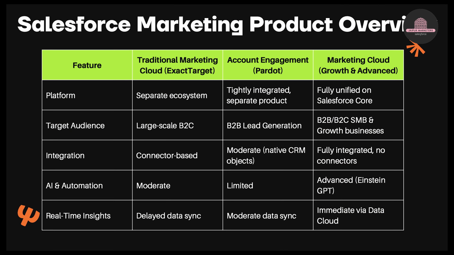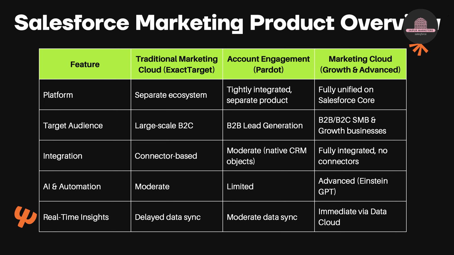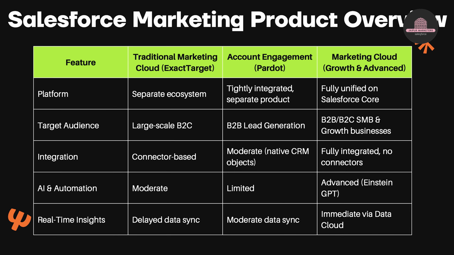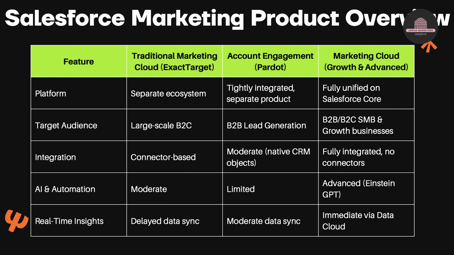For integration, it's connector-based integration for Exact Target. It's a moderate CRM integration between Pardot and core, and it's fully integrated with no connectors for Marketing Cloud Growth and Advance. For AI and automation, it's moderate: there is limited AI automation in Account Engagement, and there is advanced AI automation in Marketing Cloud Growth and Advance. For insights, it's a delayed data sync for Exact Target, a moderate data sync for Pardot, and immediate via Data Cloud for Marketing Cloud Growth and Advance.